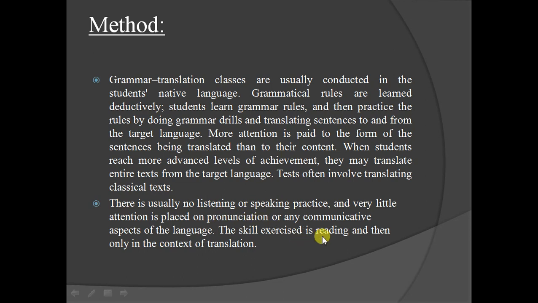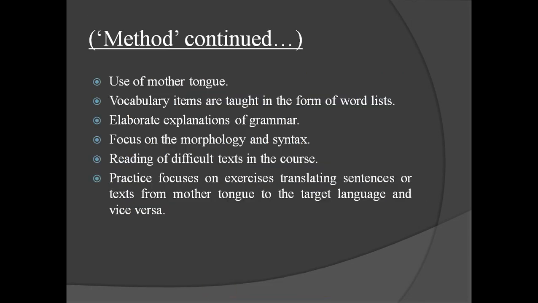The skill exercised is reading, and then only in the context of translation. Even if we read it, it is for translation, and that is the reason that GTM, or the grammar translation method, does not enhance the communicative use of the target language, because we do not use it for general communication. So the method here is again continuing. How in the classroom we use the mother tongue in the grammar translation method.